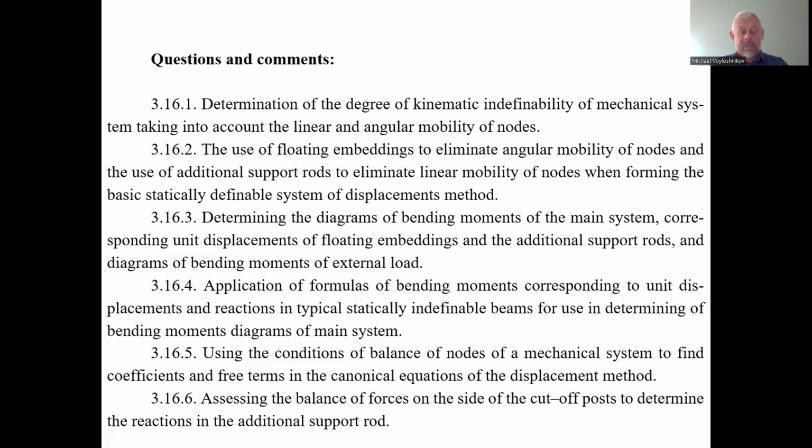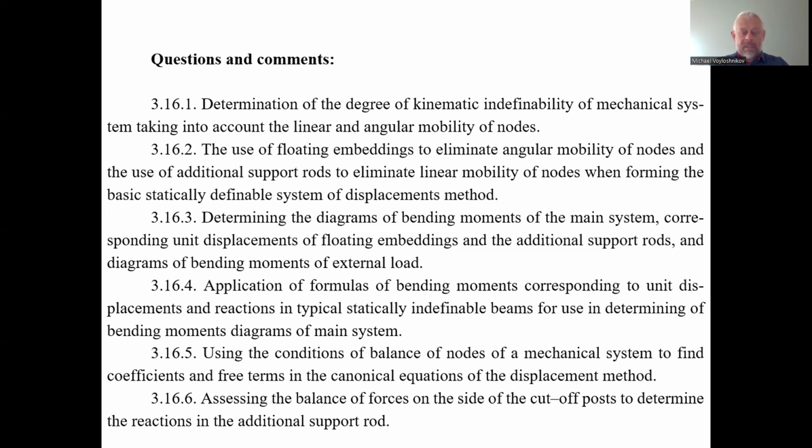3.16.3, determining the diagram of the bending moments of the main system corresponding to unit displacement of floating embeddings and the additional support rods, and the diagrams of bending moments of the external load. To determine the diagrams of bending moments, we can use the displacement method.